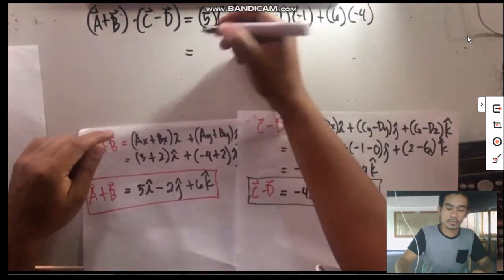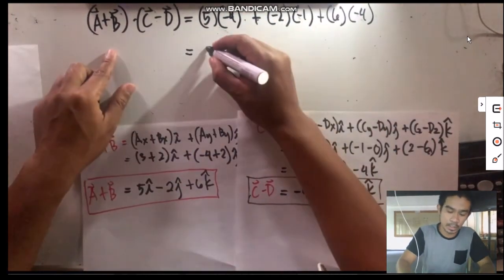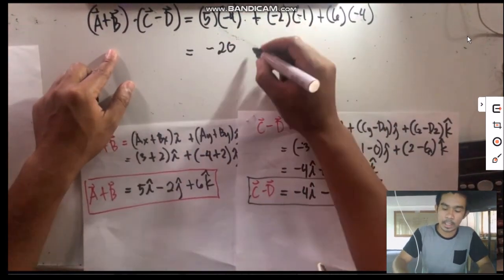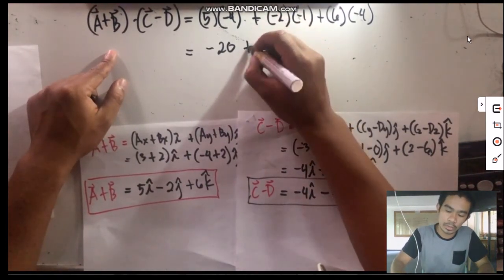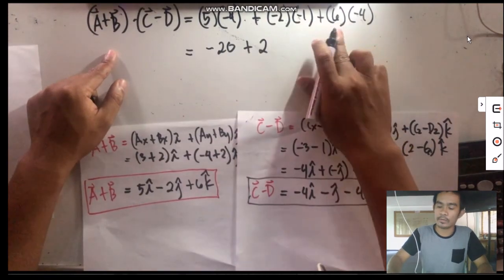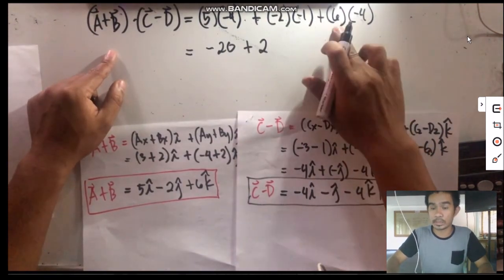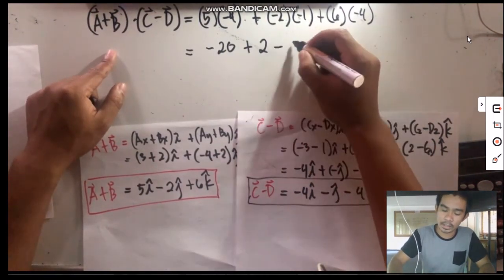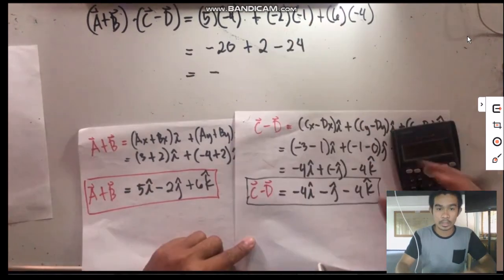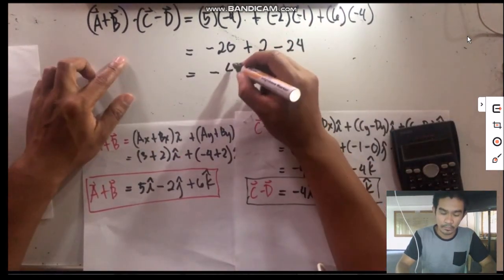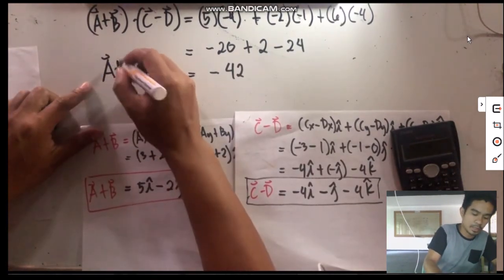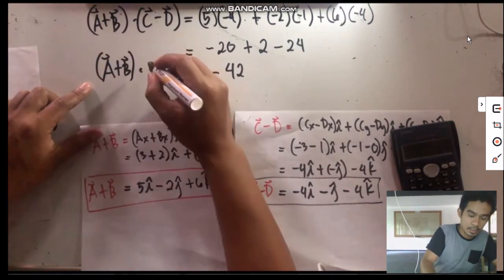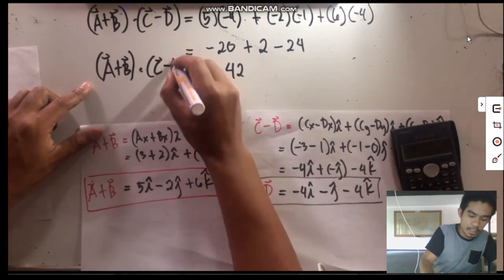So we have 5 times negative 4, that's negative 20. Negative 2 times negative 1, that's plus 2. And 6 times negative 4, that's minus 24. So that is negative 42. So that is vector A plus vector B dot vector C minus vector D.